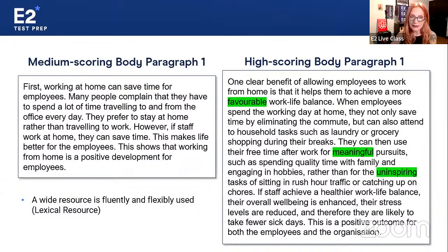Now, wide, this is a very interesting point. Wide, flexibility of vocabulary, range of vocabulary. So when it says wide resource, fluent and flexibly uses vocabulary. When it says vocabulary variety and flexibility, for instance, when you use nouns and transform to verbs, verbs to adjectives, that is definitely vocabulary flexibility. Using words with prefixes and suffixes, this is upgraded in IELTS.